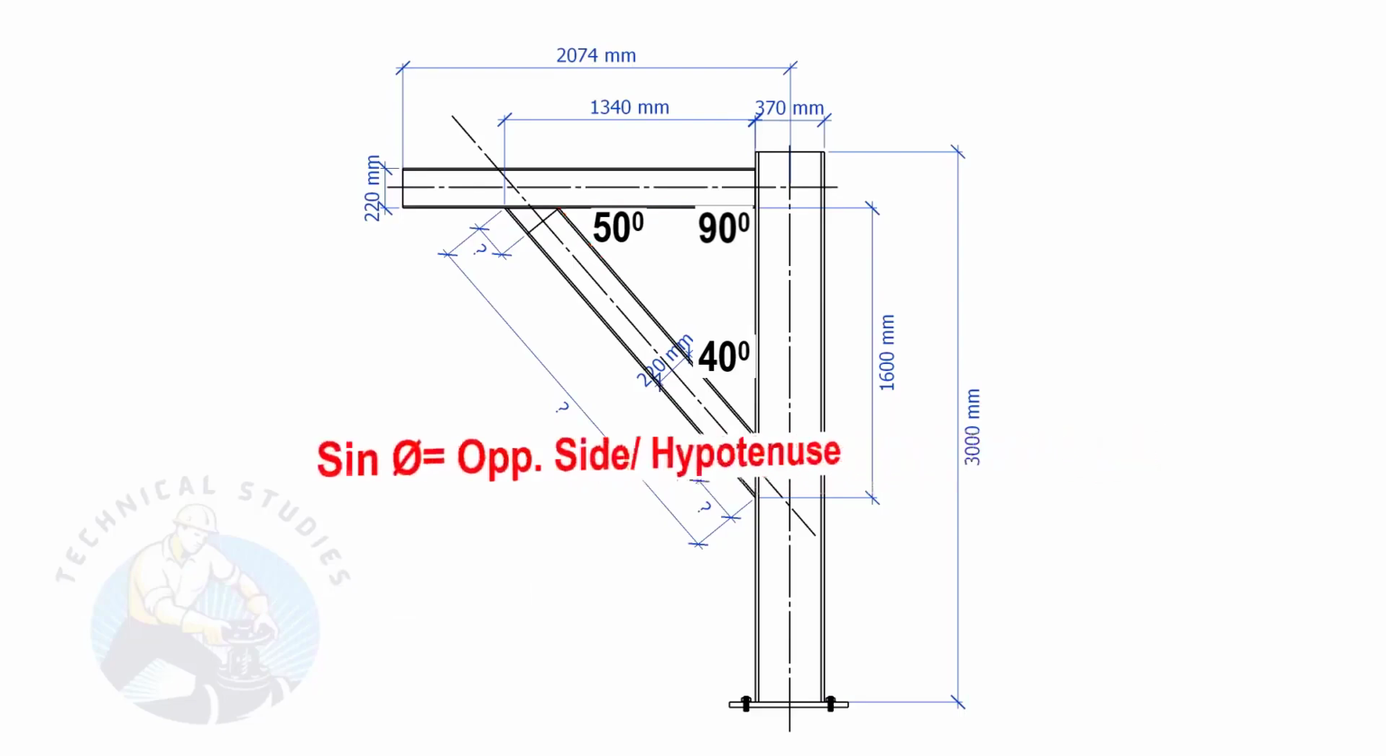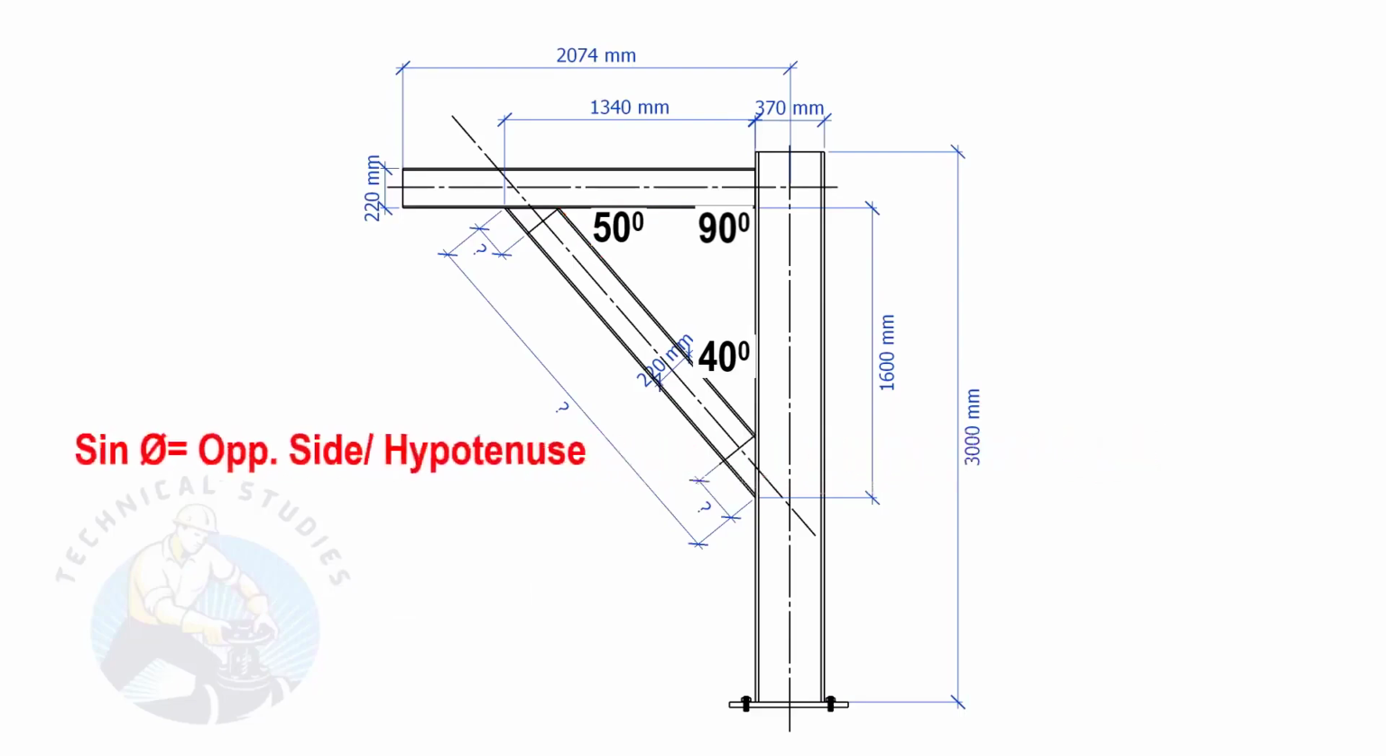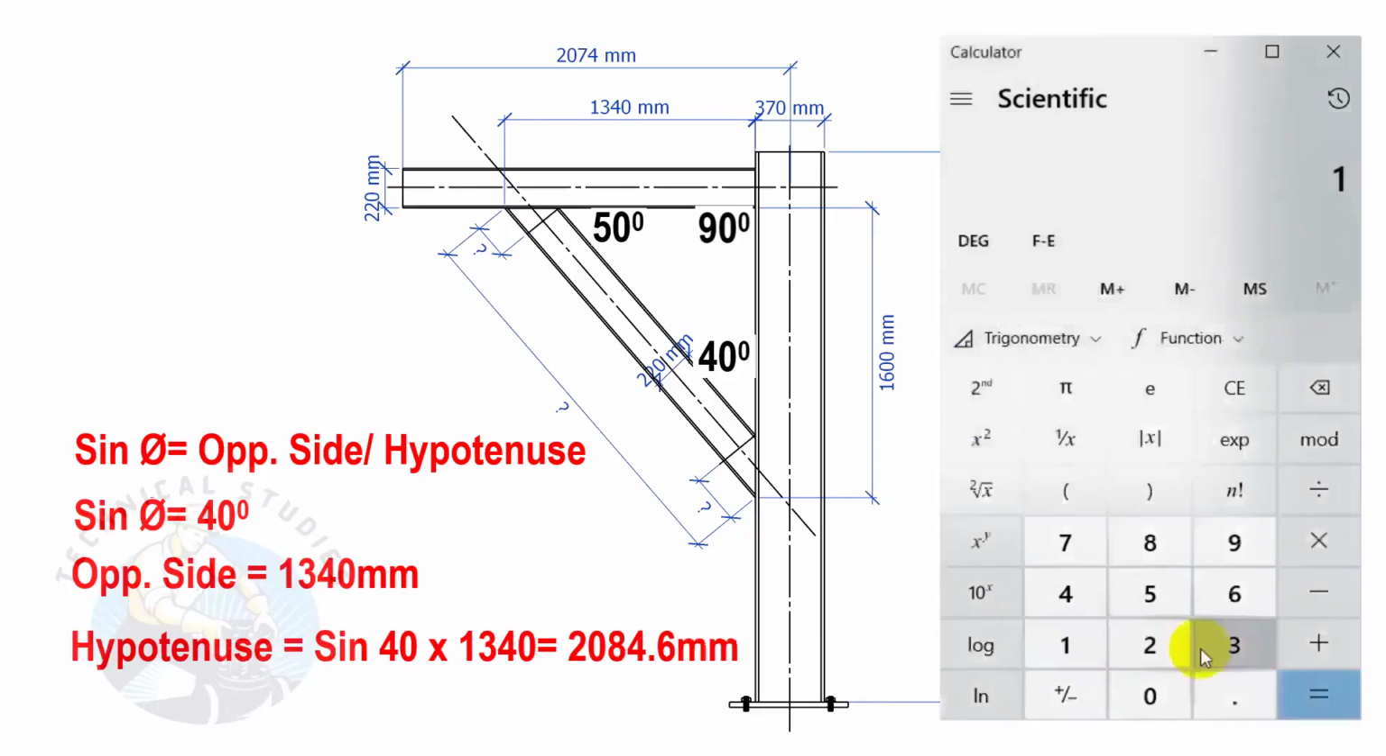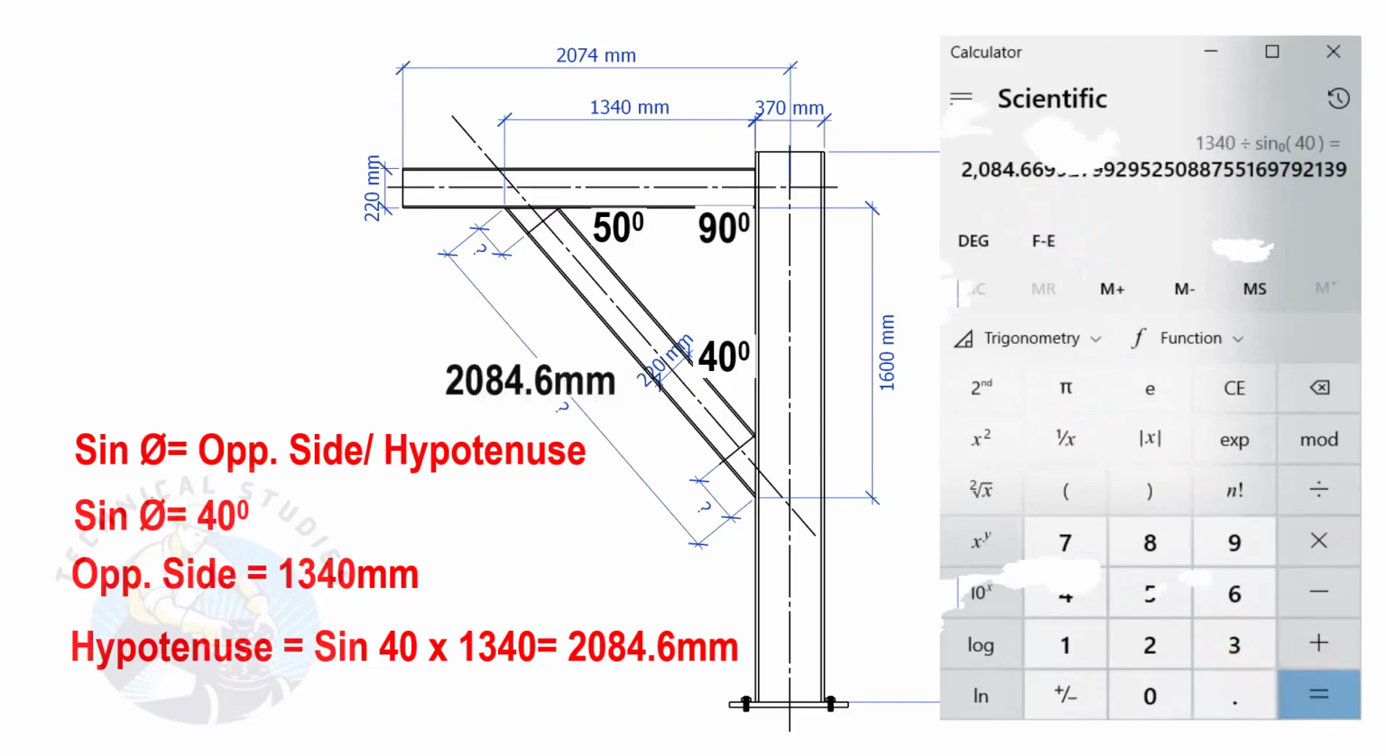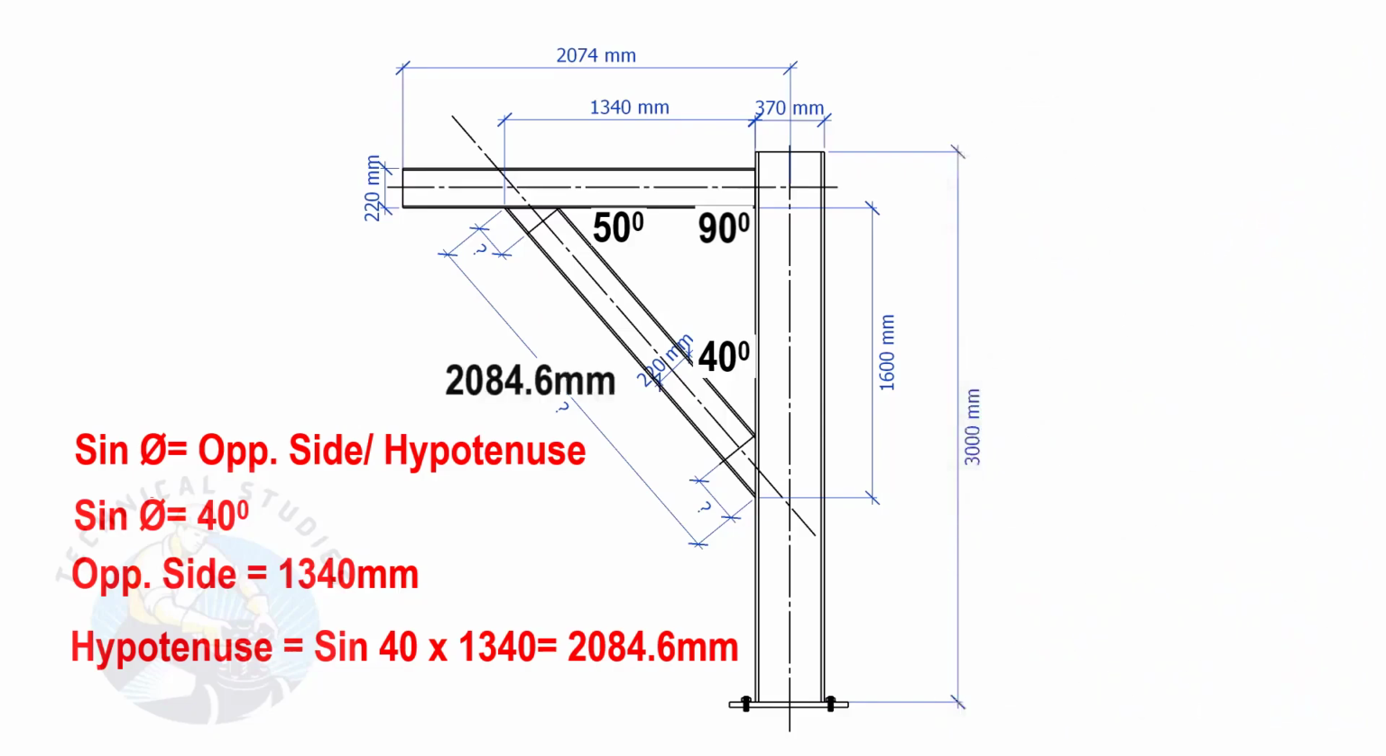Let us apply the sine formula. Sine θ equals opposite side divided by hypotenuse. Sine 40 degrees, opposite side equals 1340 millimeters. So, the length of the bracing is 2084.6 millimeters.